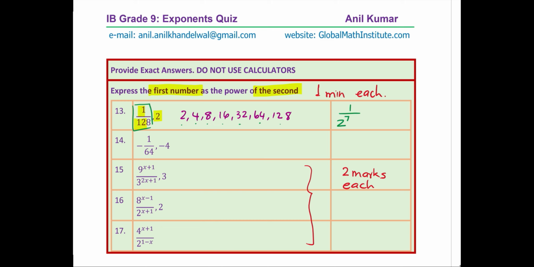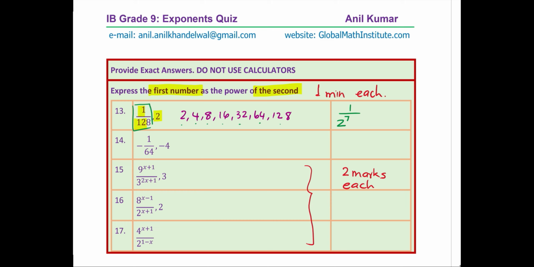You get the idea. So that is how we could express the first term as a power of the second term. 2 to the power of 1, 2 to the power of 2, 3, 4, 5, 6, 7, right? You can follow this strategy to answer the rest of the questions.